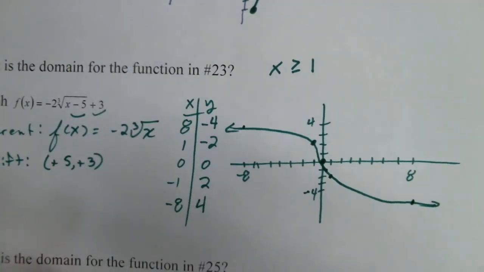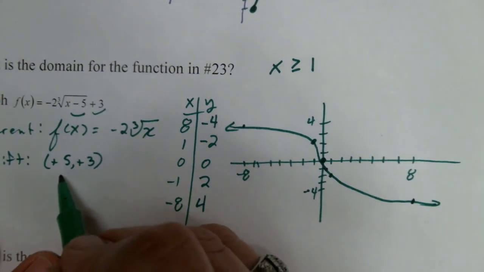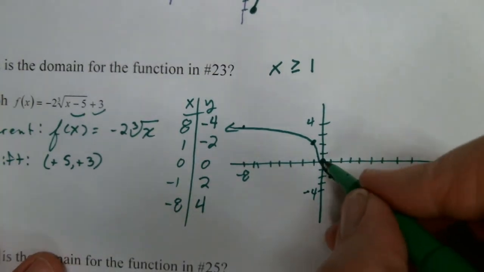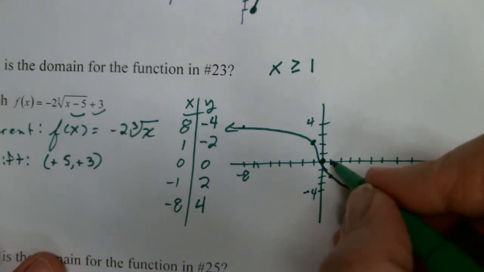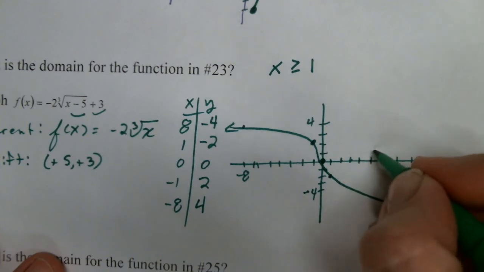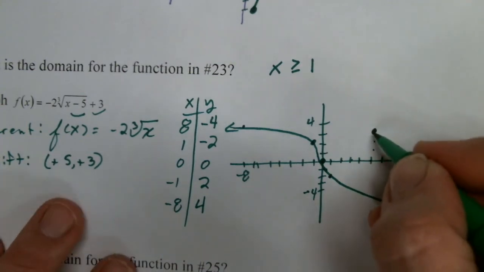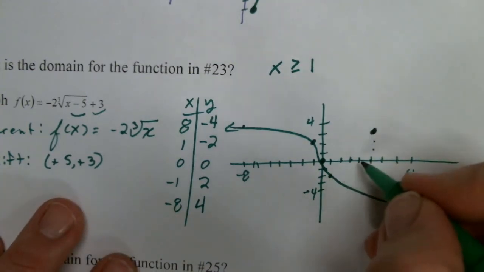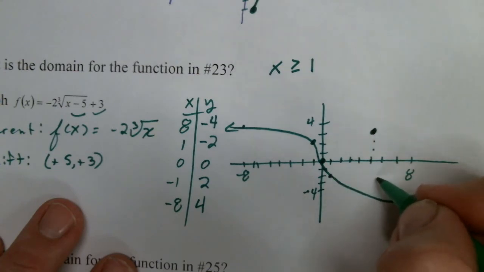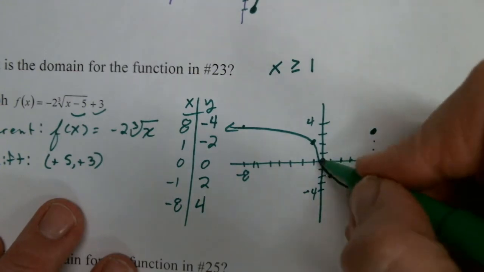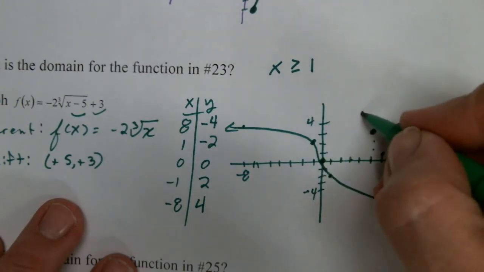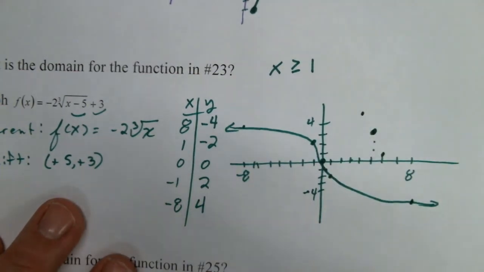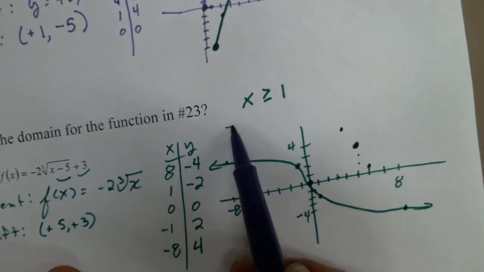Now I need to shift it. Plus 5 in the x direction and plus 3 in the y. So each point over 5. 1, 2, 3, 4, 5. Up 3. 1, 2, 3. So that's the center. Then over 5. Up 3. Right about here. Over 5. Up 3. Okay. That's good enough to tell what it's going to look like.